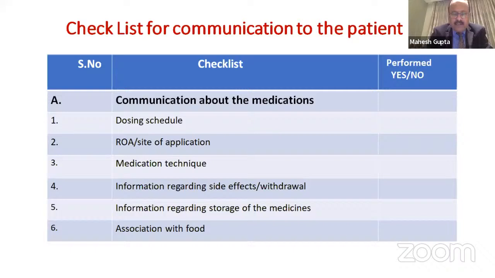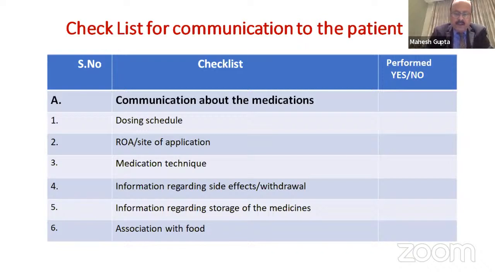So what are the important things which you need to communicate to the patient regarding medication? Very clearly explain the dosing schedule. Very clearly explain the route of administration and site of application. The medication technique, how it is to be taken, like if it is to be taken sublingually, how that is to be done. If it is to be taken orally, then you must explain that at least 100 ml of water must be taken so that the patient ensures that the tablet goes into the stomach and doesn't stick in the esophagus causing great harm. Then you must inform the patient regarding the expected ADRs and must tell when the drug can be withdrawn or cannot be withdrawn.